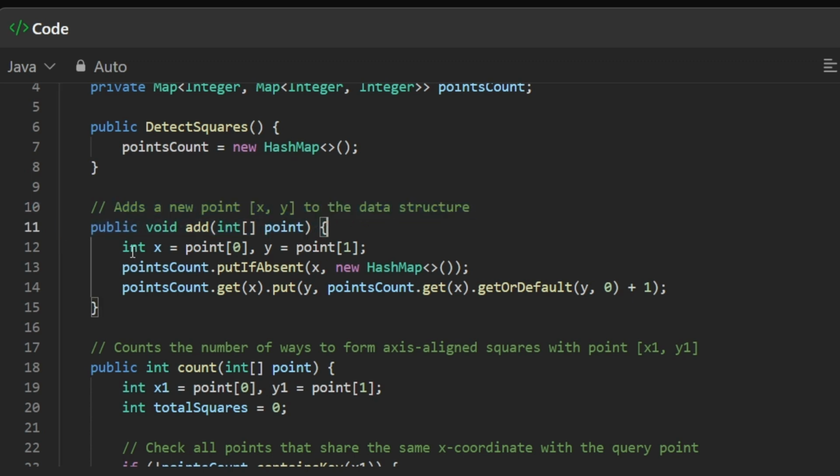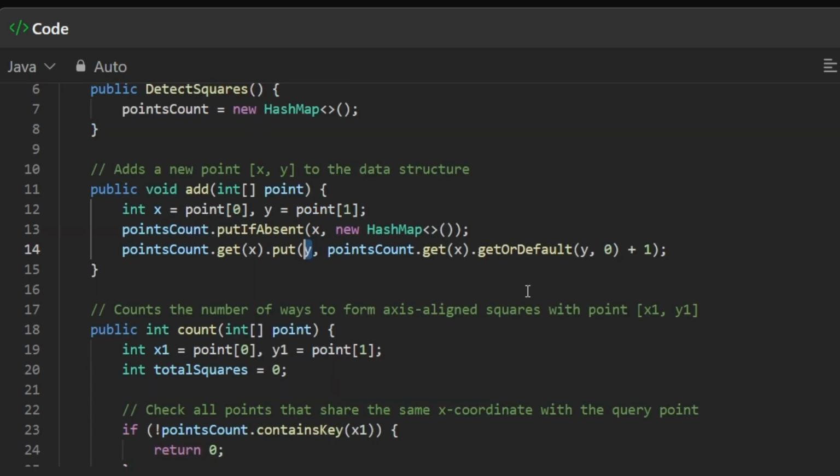Now in the add method, it's quite straightforward that we are considering the value x as point[0] and value y as point[1]. For every single x coordinate, we are initializing a new hash map if the x coordinate is not already present. And then for every single y coordinate, we are checking if it is not present, we basically add the frequency as 1, or if it is present, we basically update the existing frequency. So if it is present like 2 times, we just update it to 3.